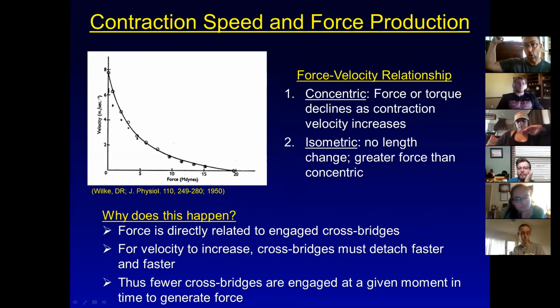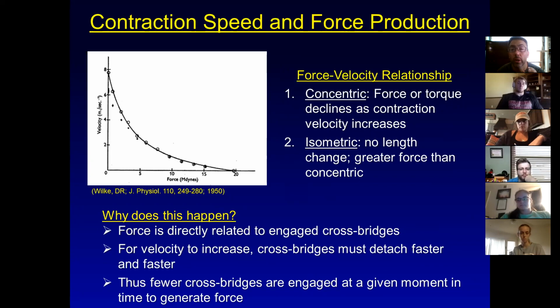So if you're doing a curl again, you ought to be able to hold more weight stationary than you can ever actually pick up through a full range of motion, okay? That's not always the case based upon how we measure some things, but from a theoretical standpoint, that's how it should operate, okay. So why does this happen? Why, when we go fast or we go faster, why is force going to decline?